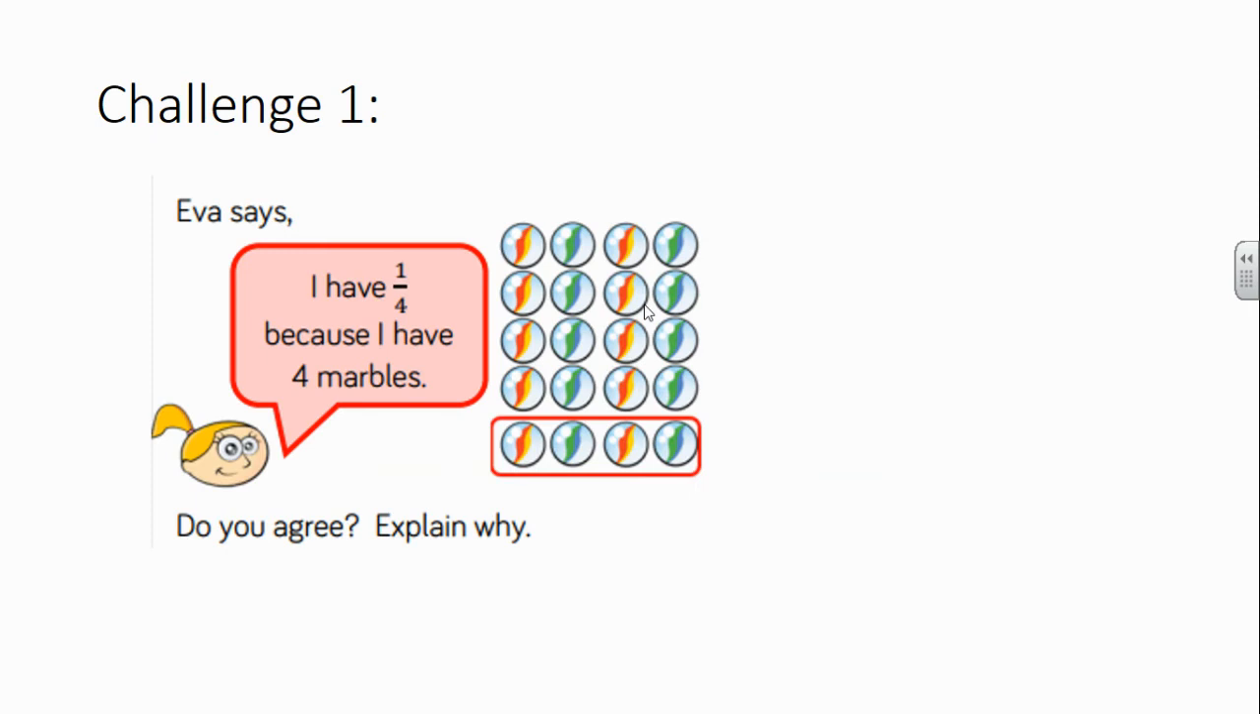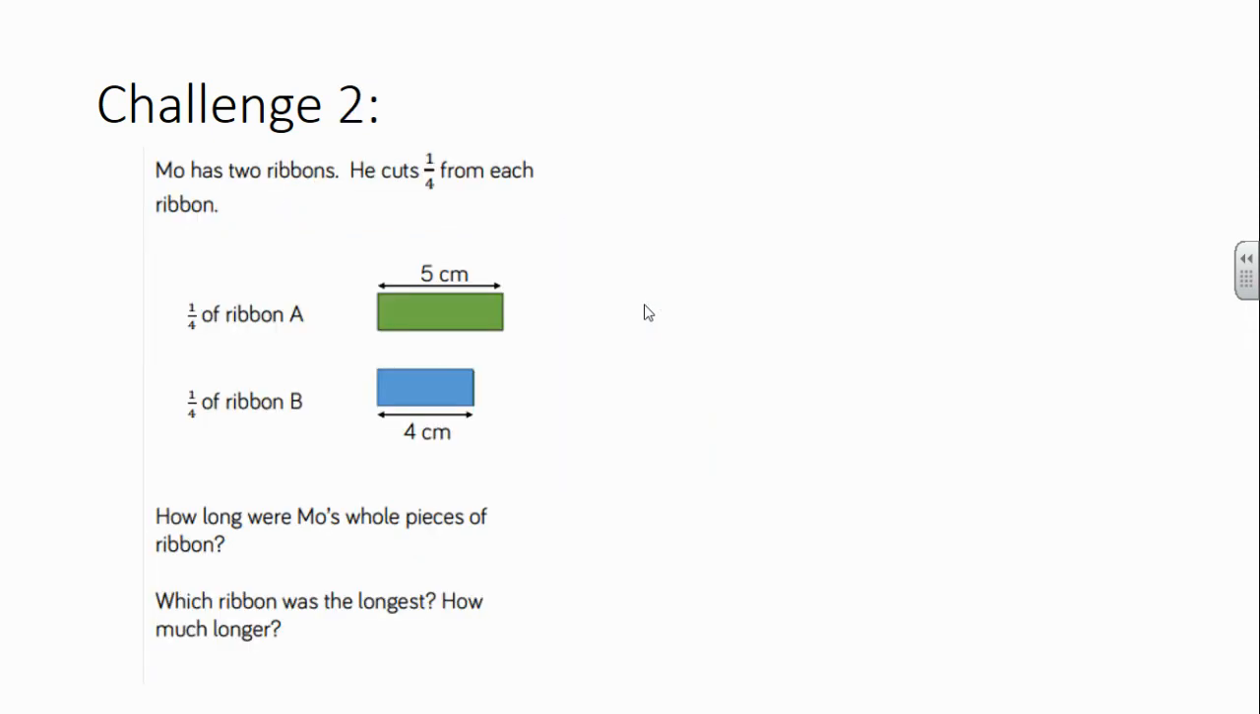Right, I've got a challenge for you here. Eva says, I have 1/4 because I have 4 marbles. Do you agree? Explain why. Challenge 2 is, Mo has 2 ribbons. He cuts 1/4 from each ribbon. So 1/4 of ribbon A is 5 centimeters. 1/4 of ribbon B is 4 centimeters. How long were Mo's whole pieces of ribbon? Which ribbon was the longest, and how much longer?